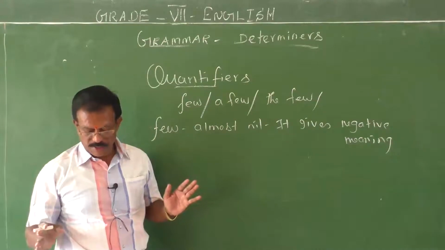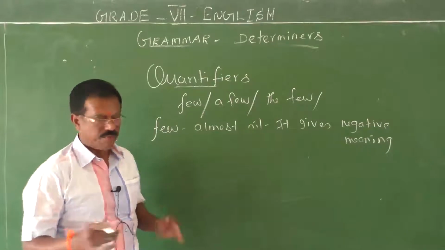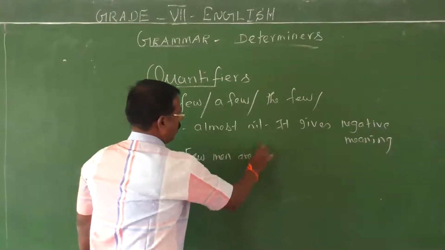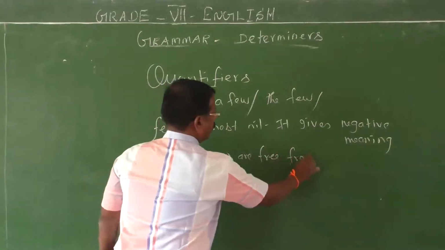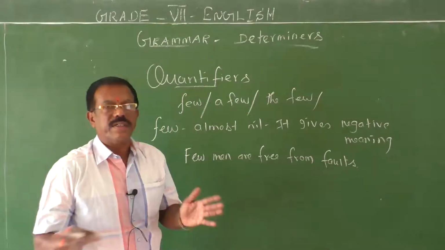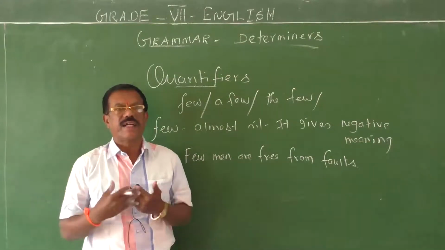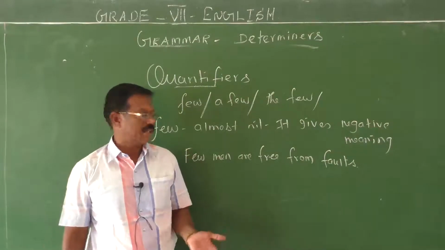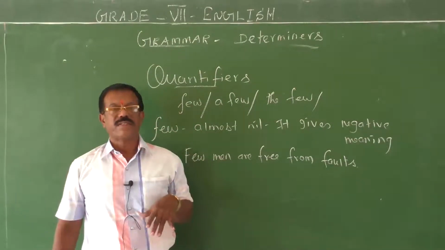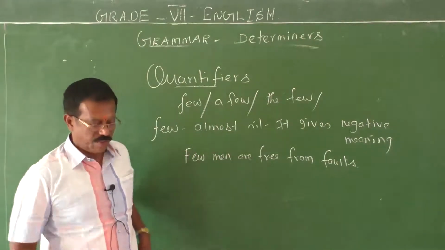See the example: few men are free from faults. What does it mean? No one can say that I have no error, I have no fault, or I never committed any mistakes in my life. No one can say like that. So few men are free from faults means everyone is subject to faults. That's important. So it gives a negative meaning. Almost nil. Few. Then a few.